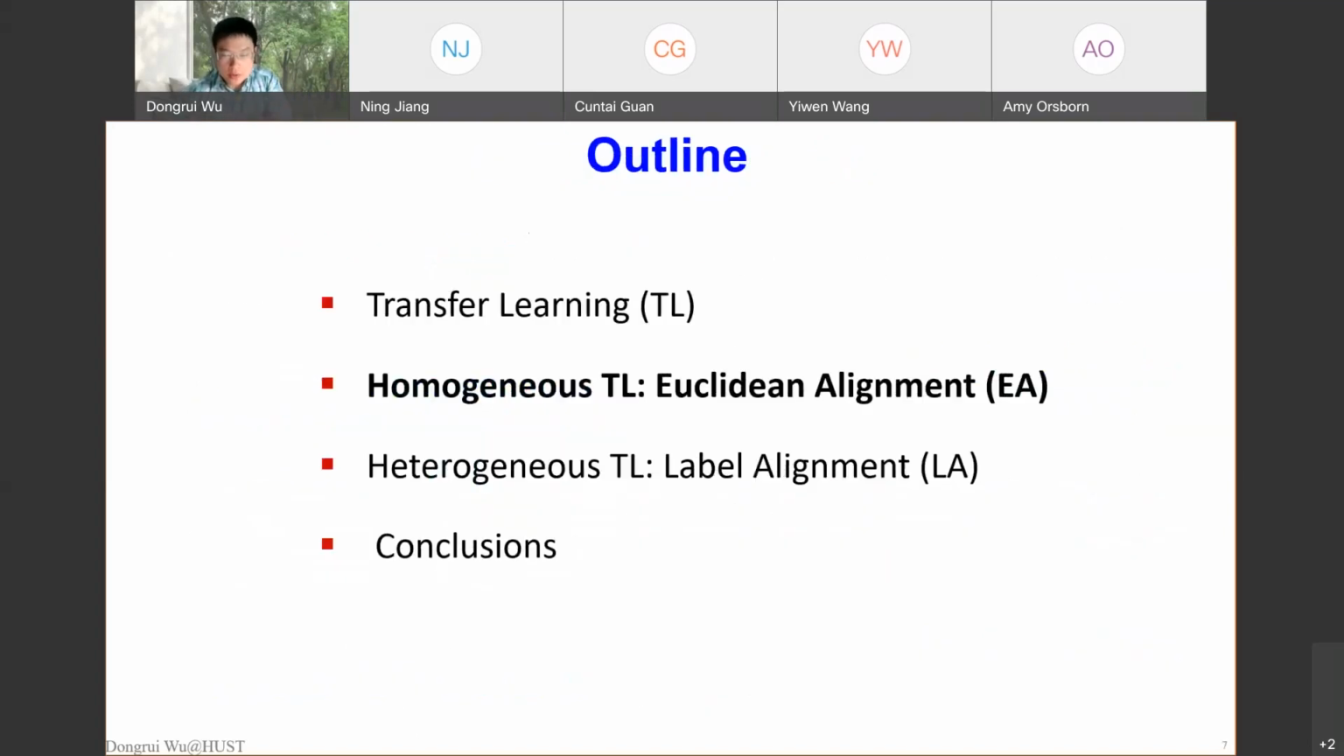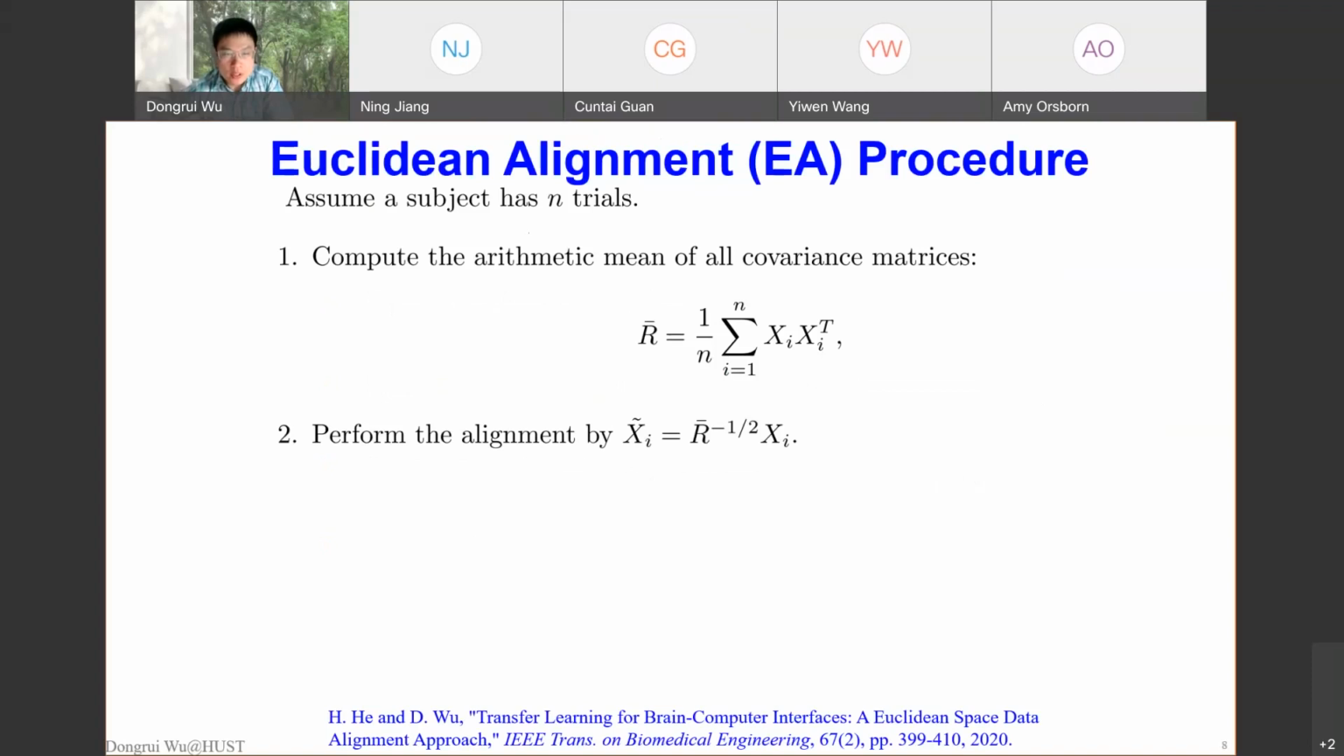Next, I'm going to introduce Euclidean alignment, a recently proposed approach for homogeneous transfer learning. It is a very simple approach with only two steps. Assume here we consider each subject individually, no matter whether it is a source subject or a target subject. Assume a subject has n trials. We first compute the arithmetic mean of all covariance matrices of all the trials. In this step, we compute R bar, which is here.